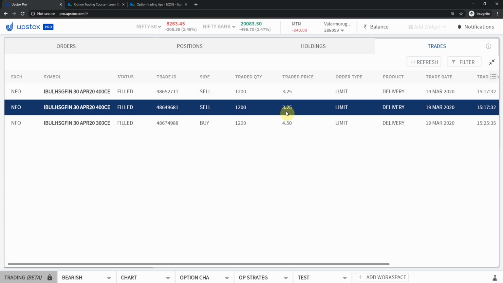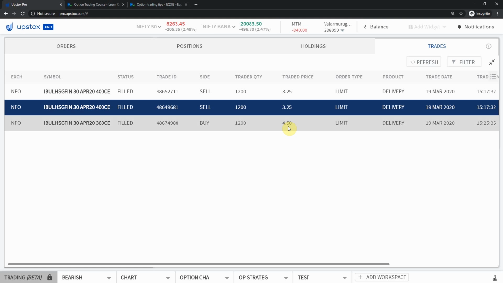Again, I'm selling this particular one. So in total, I'm getting 6 rupees 50 paise. With that, I am buying a 360 call option of 1 unit, which costs 4 rupees 50 paise. Those who are already aware of option strategies will agree to this. It is actually called a bull call spread, but it is a ratio spread and it is a credit spread.